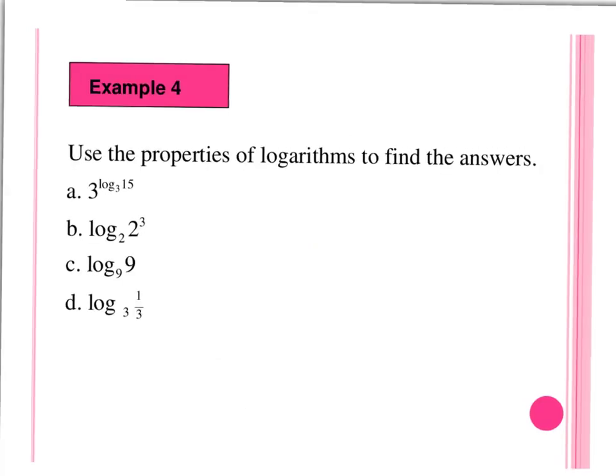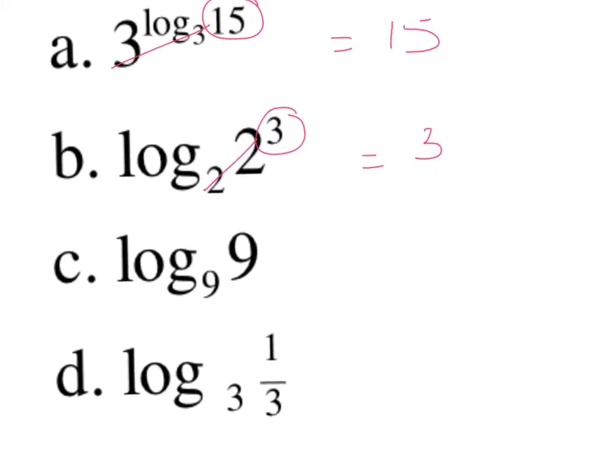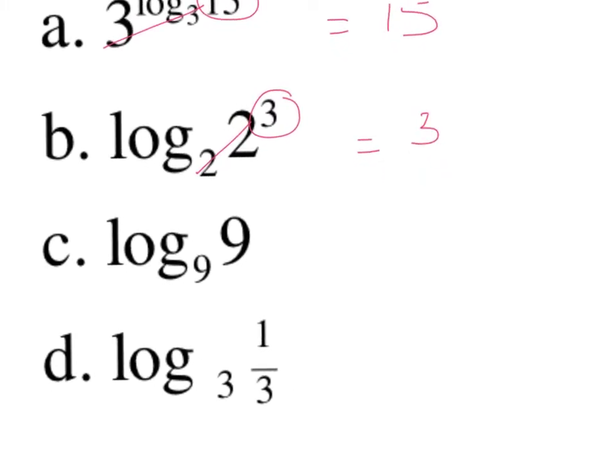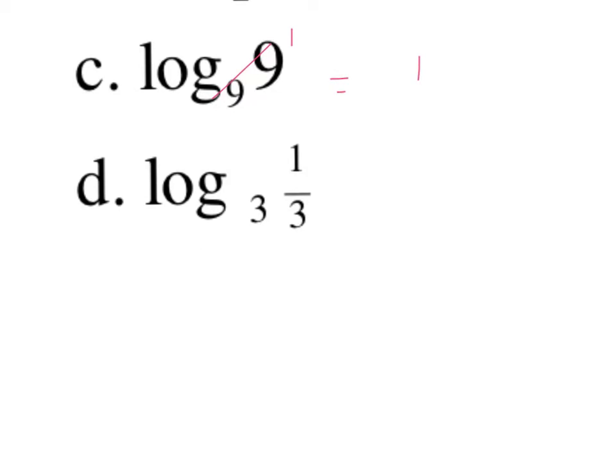So here's my first example. Because 3 is the same here and here, my answer is 15. Here, these are the same, so our answer is 3. Here, I can use properties 2 and 3 that I just showed you, to the power of 1. An implied 1 is there. Because these are the same, our answer is 1. For D, I want to re-express it. I can rewrite 1/3 as what, class? Good. 3 to the negative first power. Now, because these values are the same, we're left with negative 1.